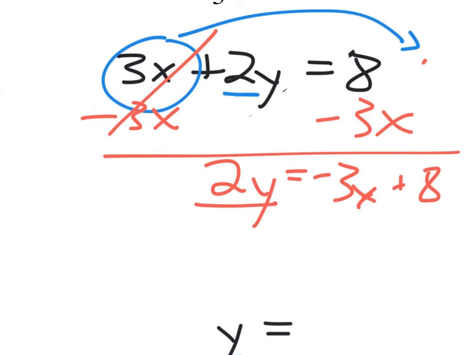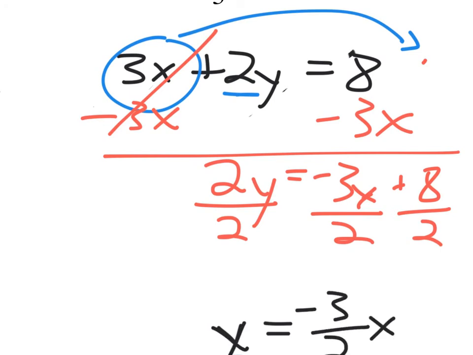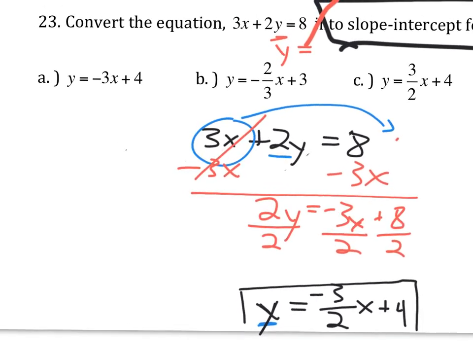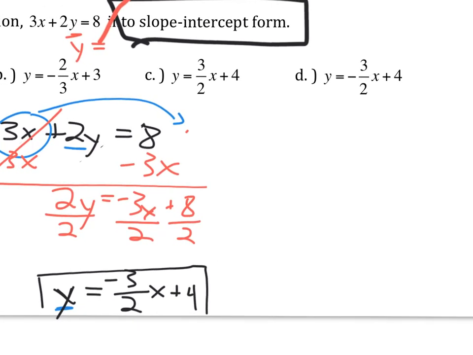I still got to get rid of the pesky 2, so I divide by 2. I got to divide everything by 2. Therefore, what I'm dealing with is just y now. Looks like negative 3 over 2x. 8 over 2 is 4. Let's see, do I have a choice where that's one of them? Oh, let's go. Answer D. That's what I'm talking about. Page 2. Done.